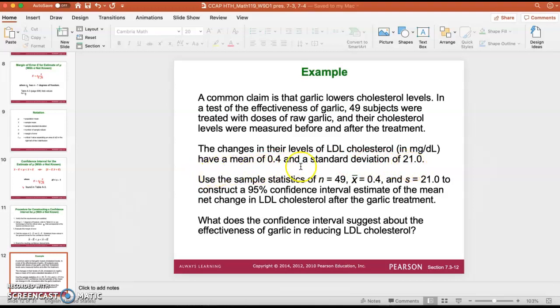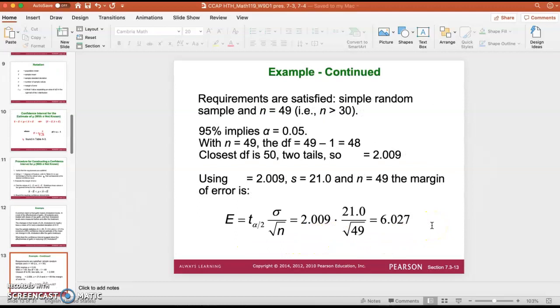So use the sample statistics of n equals 49, x bar equals 0.4, and the standard deviation equals 21 to construct a 95% confidence interval estimate of the mean net change in LDL cholesterol after the garlic treatment. Then we'll be answering after, what does the confidence interval suggest about the effectiveness of garlic in reducing LDL cholesterol?